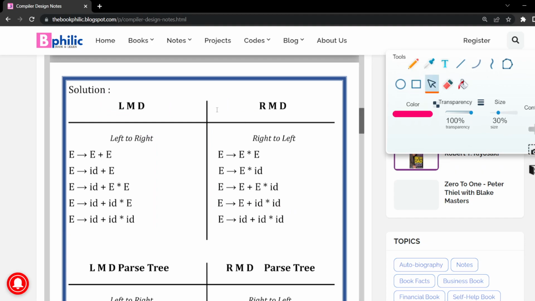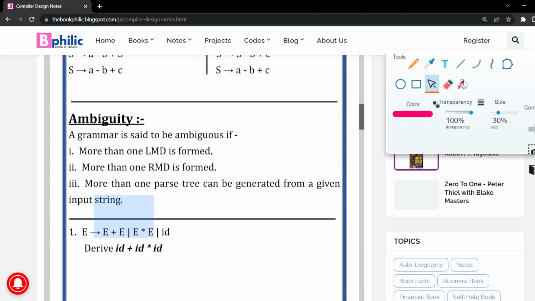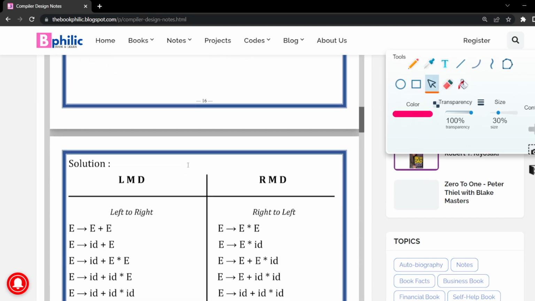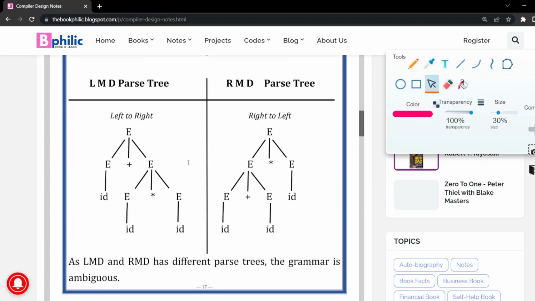So let us see it right over here. So we have written that more than one LMD is formed, more than one RMD can be formed, and more than one parse tree can be formed. So we have derived the LMD and RMD, but we cannot derive more than one parse tree. So let us derive the more than one parse tree right over here.